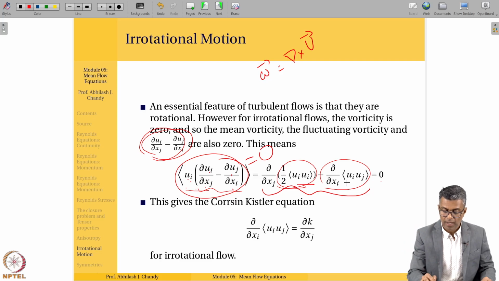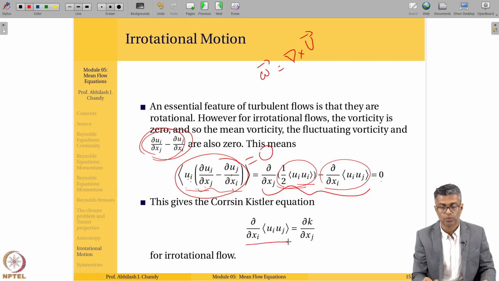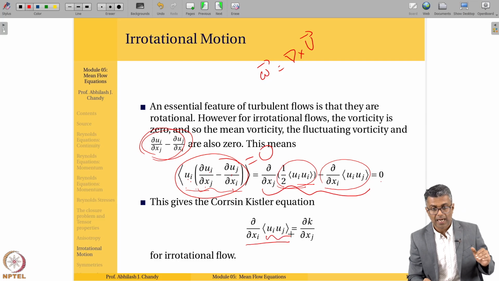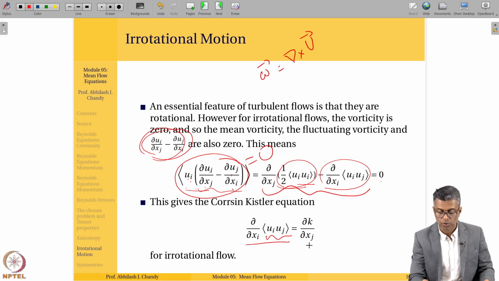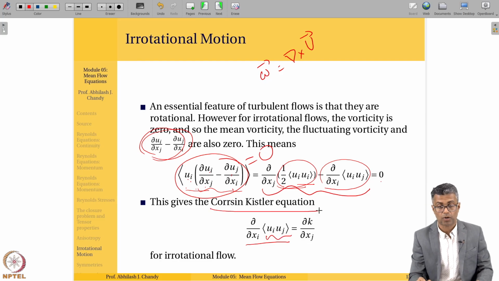So now this is going to be equal to 0, which means I can write this equation as del xi of ui uj is del k del xj for irrotational flow. What I have is the Reynolds stress tensor, and del xi of that is equal to the derivative of the kinetic energy with respect to j. This is the Corson-Kitzler equation. This is applicable only to irrotational flows.